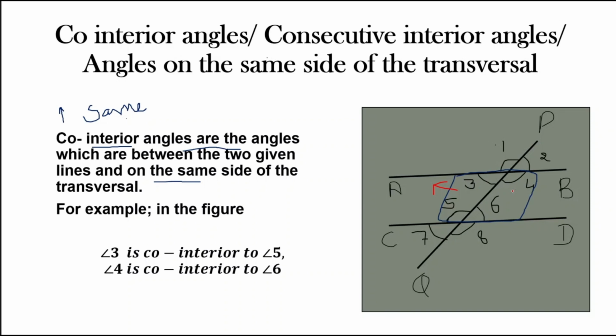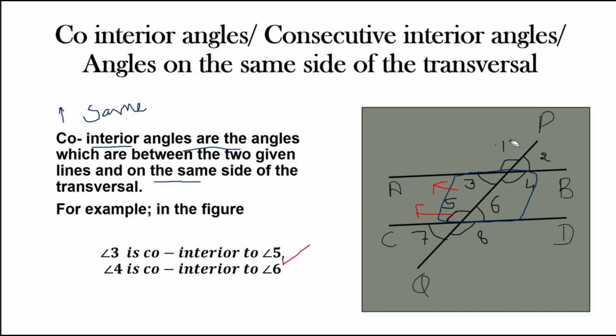Second condition, if it has to be co-interior to 3, then it should be on the same side as 3. 3 is on the left side of the transversal, so we have to take the angle which is on the left side of the transversal, which is 5. That's the reason 3 is co-interior to 5.